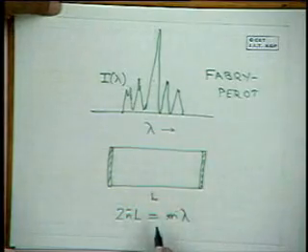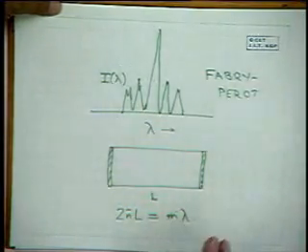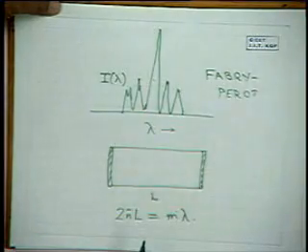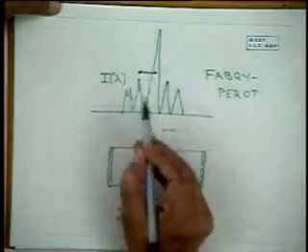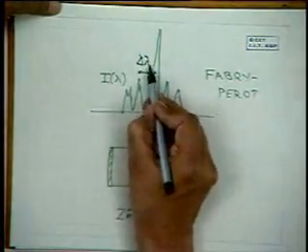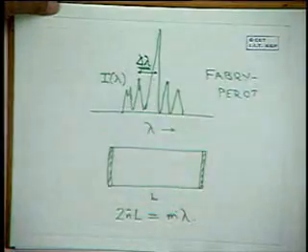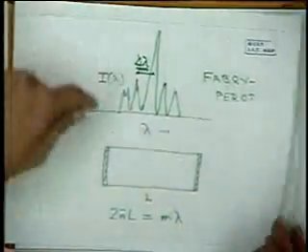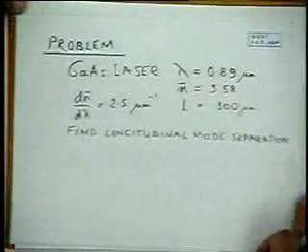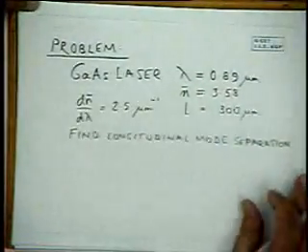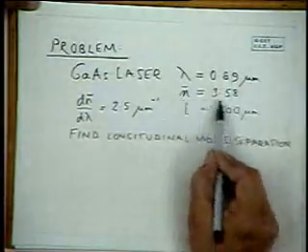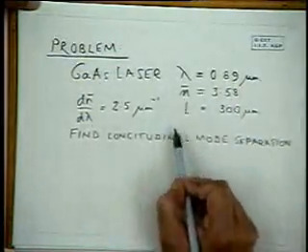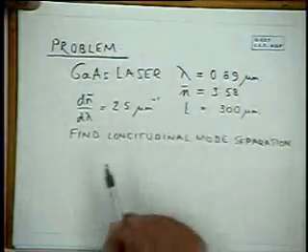Okay, so we want only one particular mode to operate, and we want to find out what this modal separation is, delta lambda. So let's work out a problem where we have a gallium arsenide laser working at 0.89 micron. N bar is 3.58, the refractive index of the active region. L, the length of the cavity, is 300 microns.